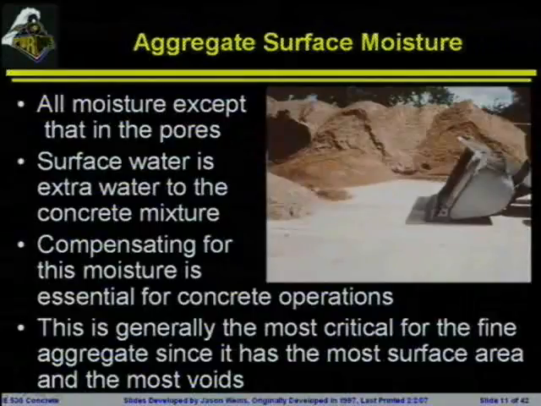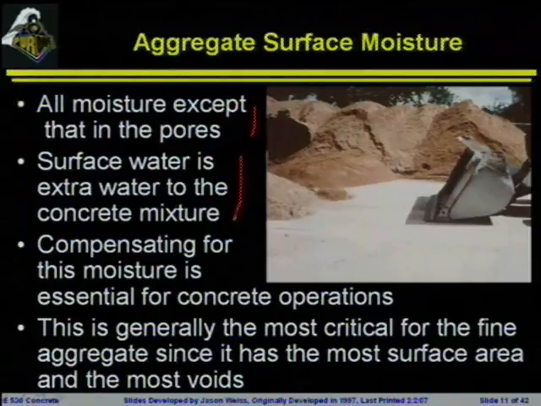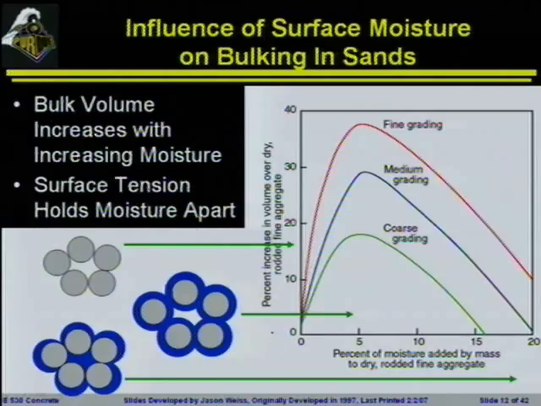Right. Surface moisture is all the moisture that's going to be in the aggregates except for what's in the pores. Surface water is typically going to be extra water that's given back to the concrete, so it's going to increase your effective water to cement ratio. It's going to make the system more porous. Compensating for this is usually critical in concrete operations, and I will point out a few things about this that are kind of interesting.